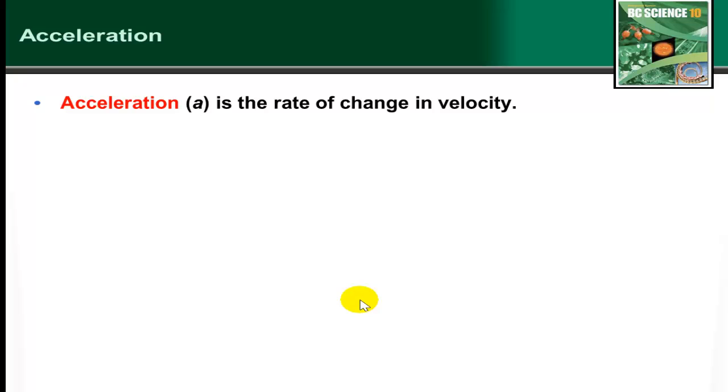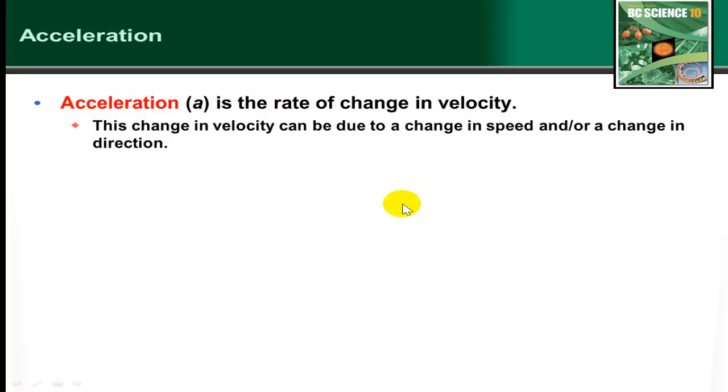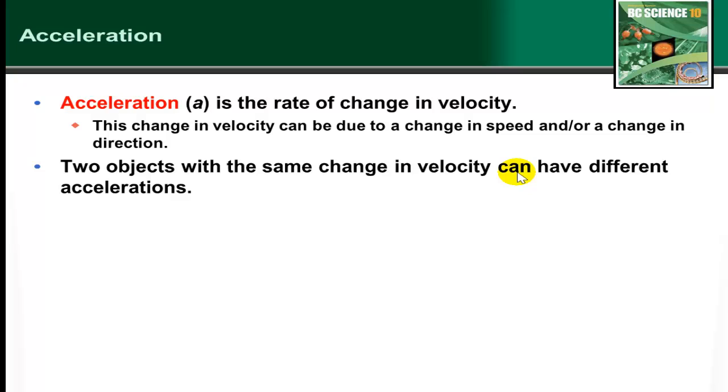Acceleration, and the abbreviation is lowercase a, is the rate of change in velocity. Anytime you see this word rate, you know you're talking about time. Over time, how does the change in velocity change? So this change in velocity can be due to a change in speed, or it can be due to a change in direction. So two objects with the same change in velocity can have different accelerations.